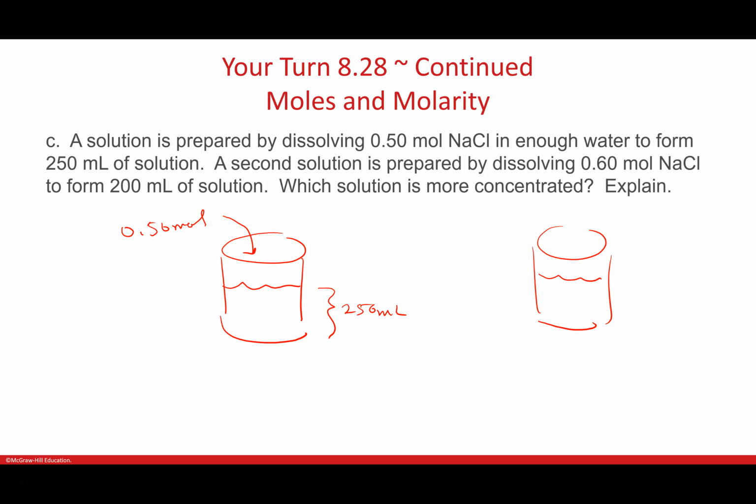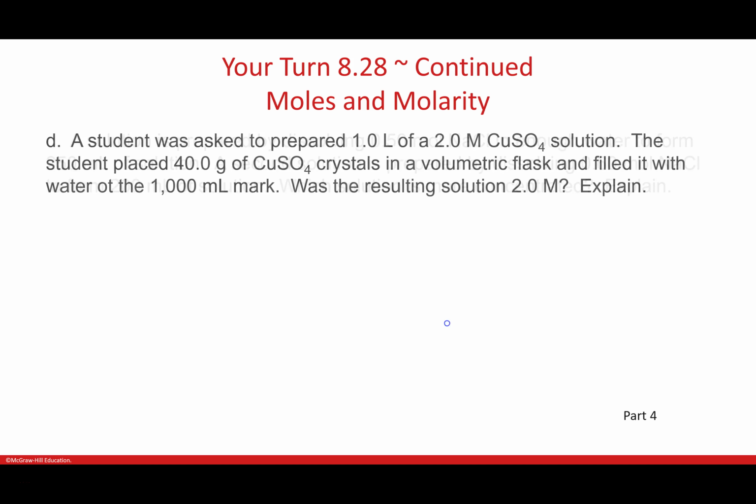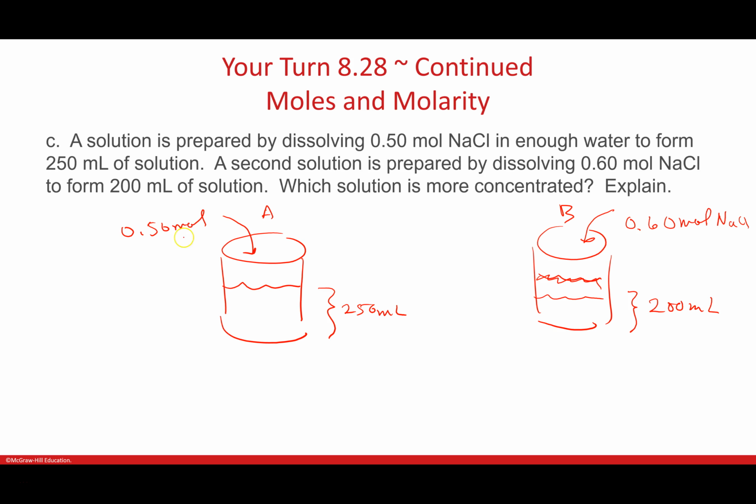It's funny because on here, I'll call this solution A and I'll call this solution B, I did this line and then I had to scratch it out because they tell us this is 200 milliliters and I wanted to show that B was less than A. So I had to scratch it out twice. And over here, we're dosing it with 0.60 moles, okay? And in both cases, we're dealing with the solute. The thing we're adding is NaCl.